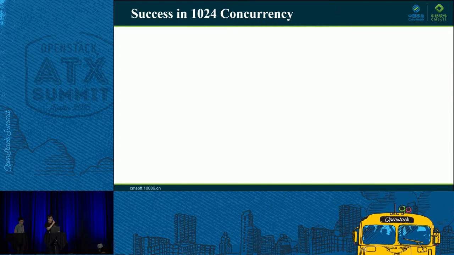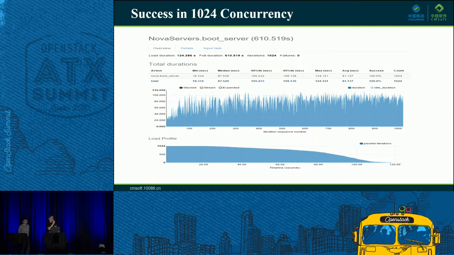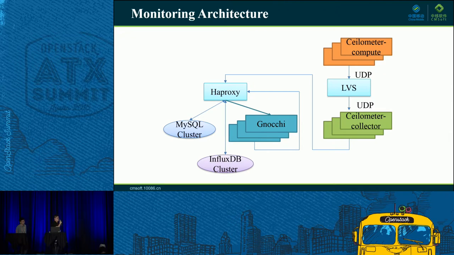And when we separated the database, increased the workers of API, increased the waiting time, and fixed some bugs, we succeeded in 1024 concurrency. Actually, I have done more concurrency tests, but since our Neutron is not used in production, I do not have many results. I didn't get the result here.